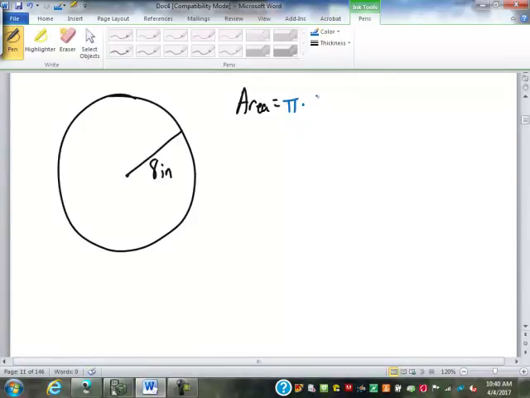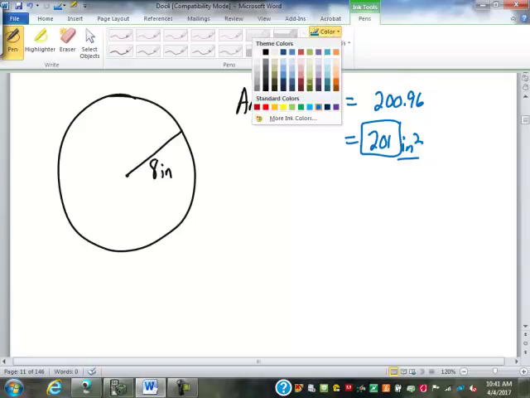So it's going to be pi times what? Radius squared. What's it come out to be? 201.06. Basically 201 inches squared, right? If you use 3.14 for pi, it's 200.96. Or you can just simplify and say it's 64 pi.